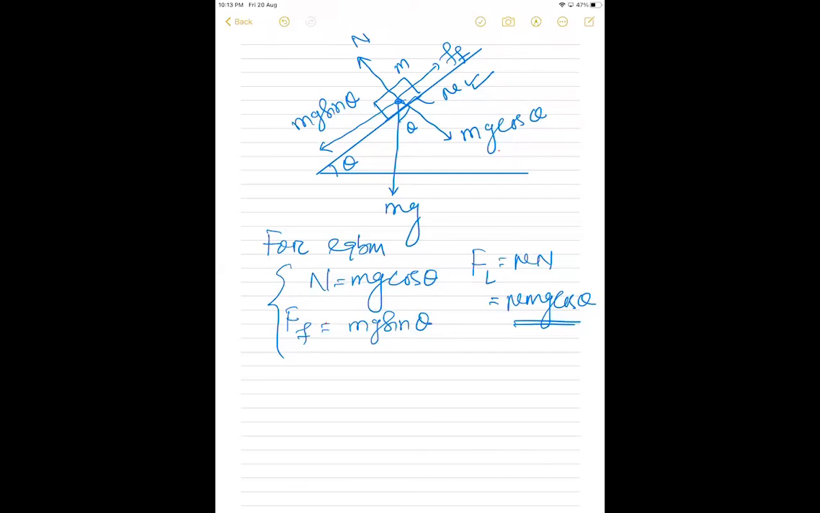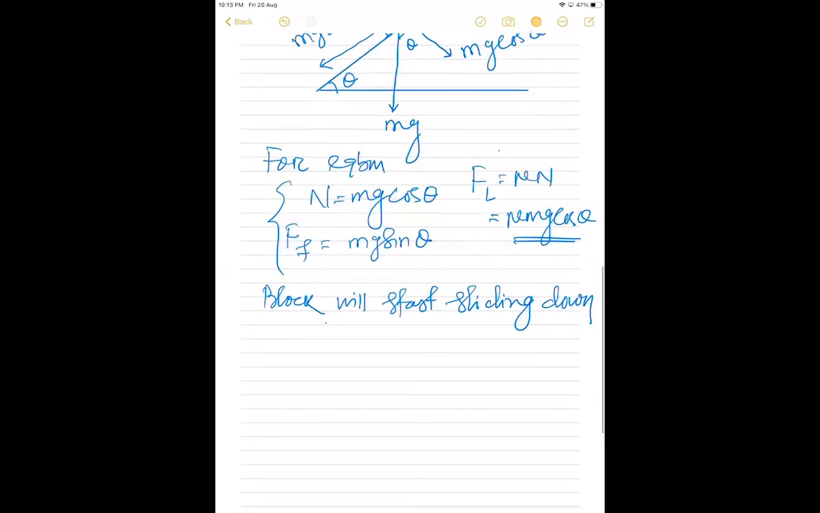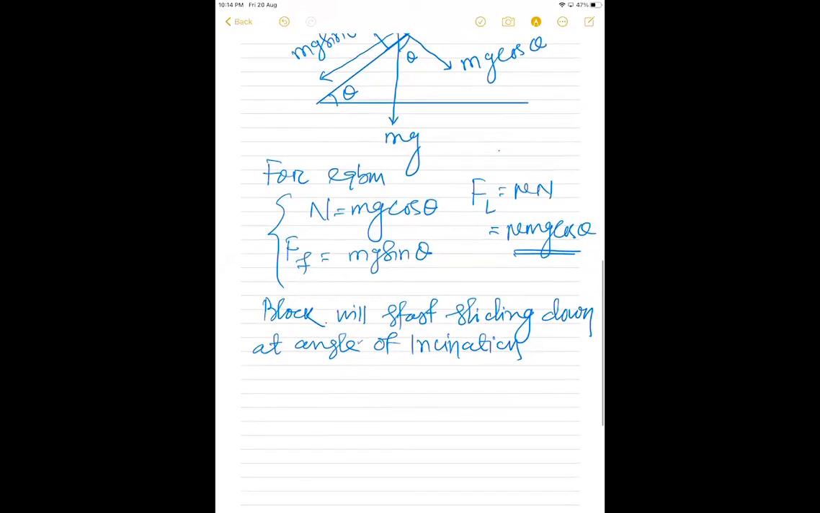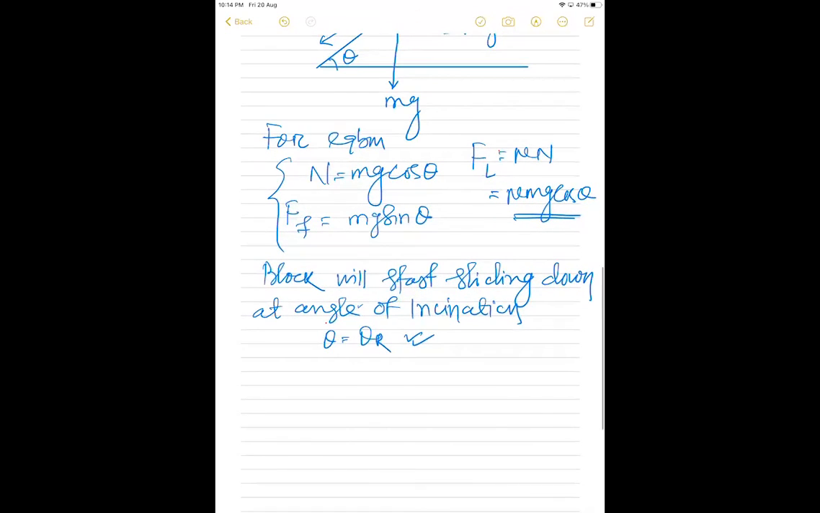And the block will start sliding down at an angle of inclination, theta equal to theta r, right? Just write that for a particular angle, the block will start sliding down. For a particular angle it is going to slide, and at that time, students, theta is equal to theta r when it will slide.